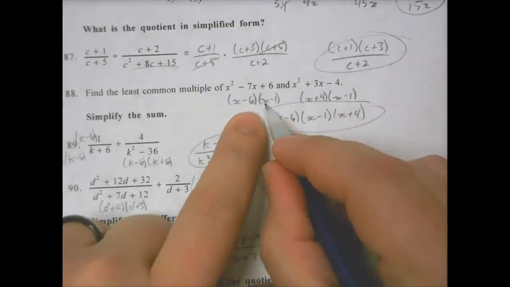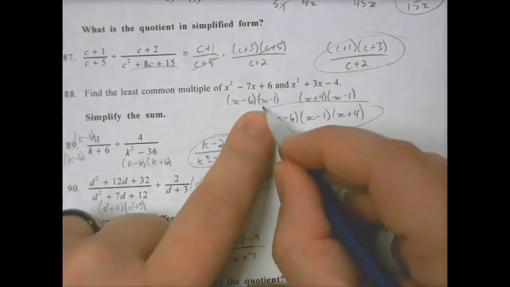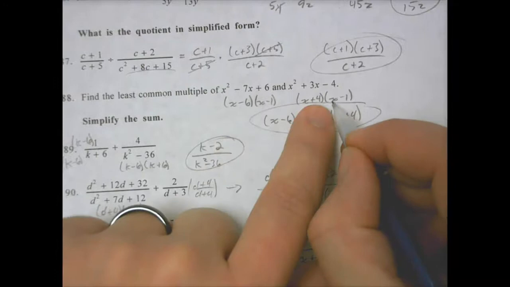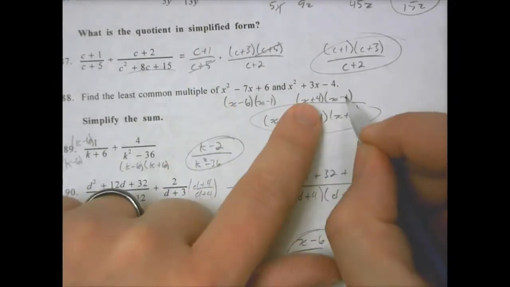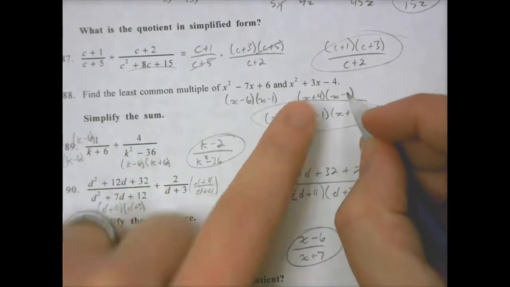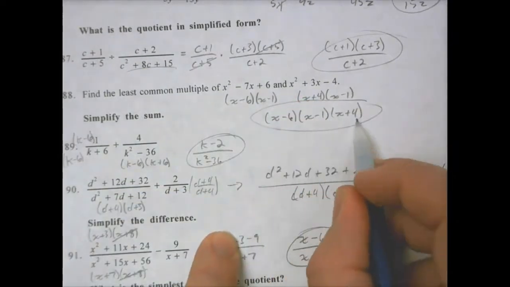This has x minus 6 and x minus 1. This has x plus 4 and x minus 1. So this one on the left is missing the x plus 4. This one is missing the x minus 6. So if I multiply either this by x plus 4 or x minus 6, it will get them to be the same. That is what this is asking for. And the same thing would be x minus 6 times x minus 1 times x plus 4.